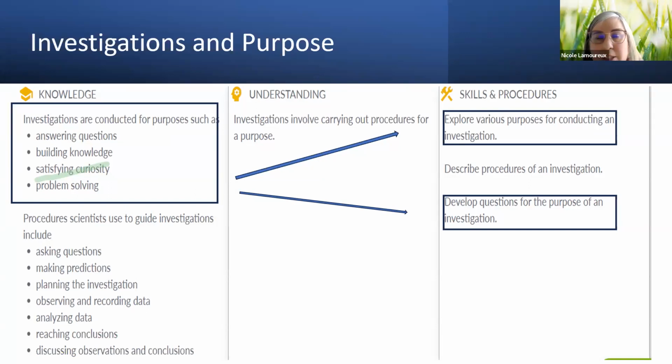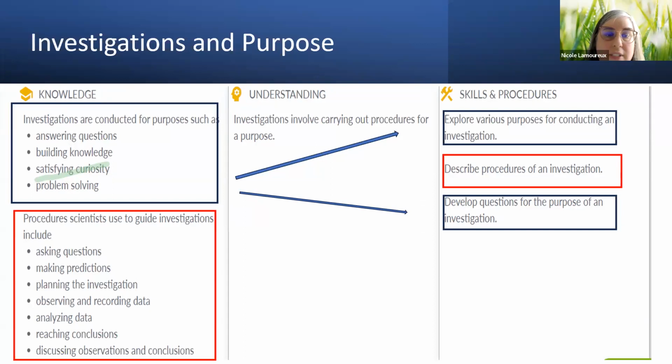That's kind of the purposes. So we need to know that students know why. What are we trying to find out? That's the big thing in grade 2. Then they're going to describe procedures for an investigation. Well, what are those procedures? Well, the students need to know, and it's listed here. That is what I turned into the steps on the investigation cycle. So as you can see here, these are the procedures that students need to investigate and describe.